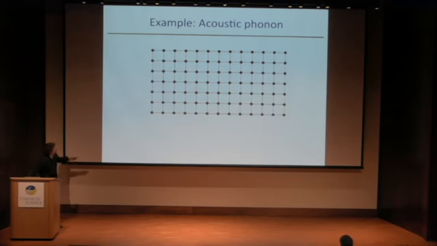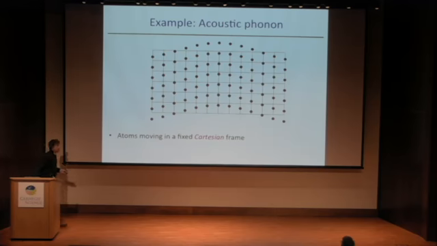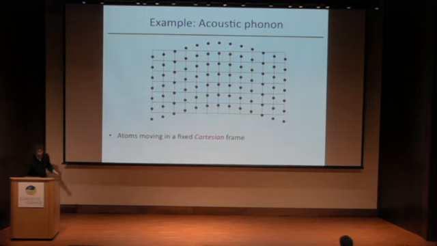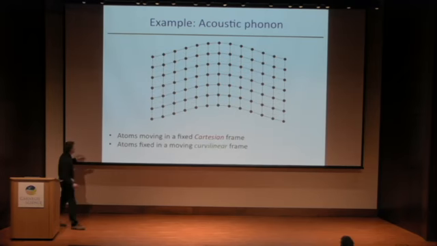So the example is something like this. We take an acoustic phonon, and we can represent it in two different ways. We can think of it as atoms moving in a fixed Cartesian frame, which is defined by the straight lines here. Or we can think of it as fixed atoms that do not move, but the coordinate system itself is displacing. And this defines the deformation.